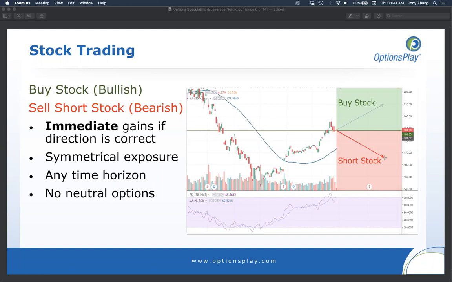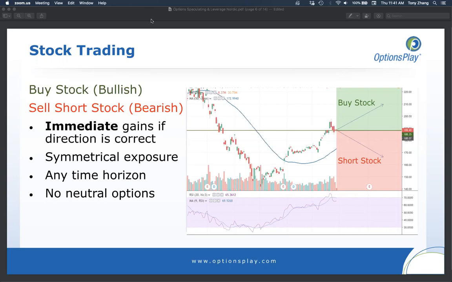Now, one of the great things about stock trading, though, is that you can buy or short a stock and practically hold on to it for as long as you would like to, meaning there's no expiration date. As long as you have enough margin to hold on to a short, or as long as you have enough cash to hold on to a long stock, you can hang on to that trade for as long as you want.